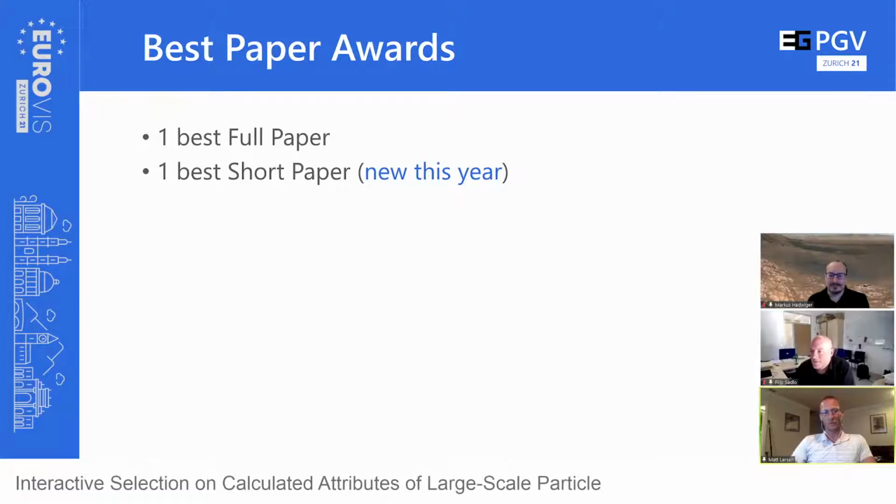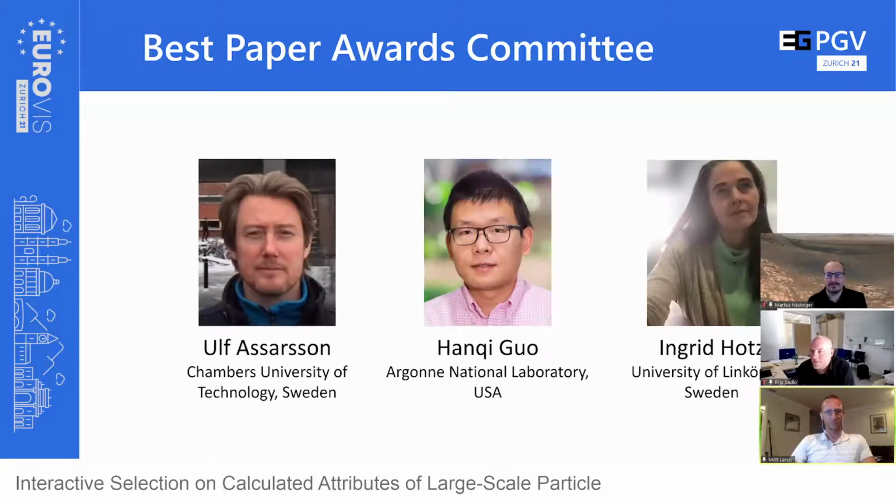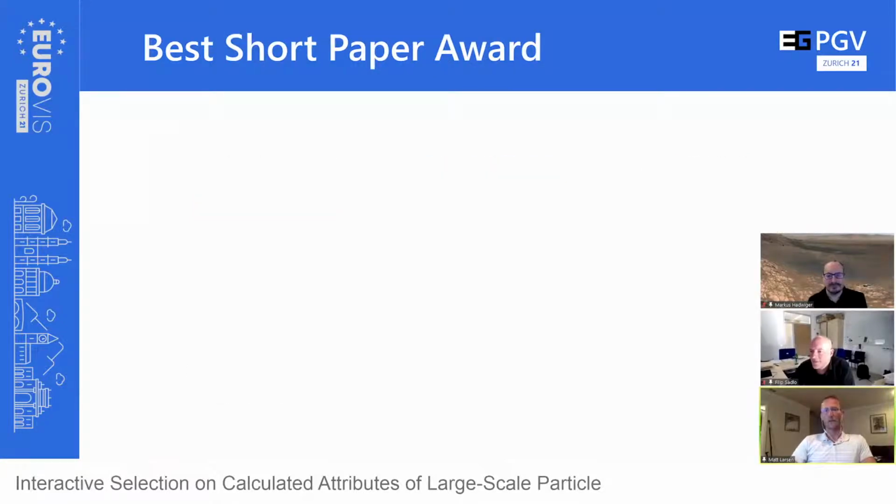So this year we have two Best Paper Awards, 1 full Best Paper, which is what we traditionally award, and 1 Best Short Paper, which is new this year. This year, the Best Paper Awards Committee consisted of Ulf Asserson, Hongki Guo, and Ingrid Holtz. And so we'll start off with the Best Short Paper Award.